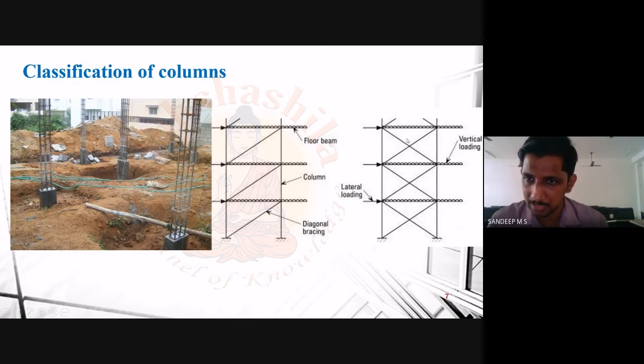Okay, and the last figure actually shows a structure with bracings in both diagonal directions. So this is braced in both these directions. So this will be much more stable than the first structure. Okay, so these are called bracings, and these types of columns are called braced columns. And if we don't have any sort of bracings, it is normally called an unbraced column. So these are some of the classifications we usually provide for columns.